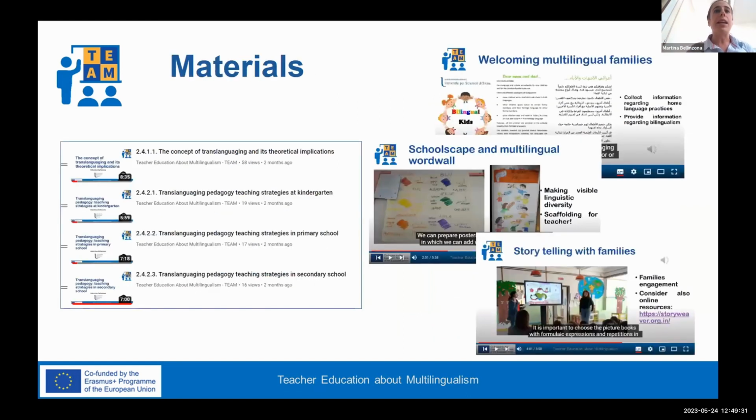And finally, the last subsection focuses on the pedagogy of translanguaging, first offering a theoretical framework for the notion, and then showing various operational proposals for educational activities to be implemented in schools of different types and levels, from kindergarten to secondary school.